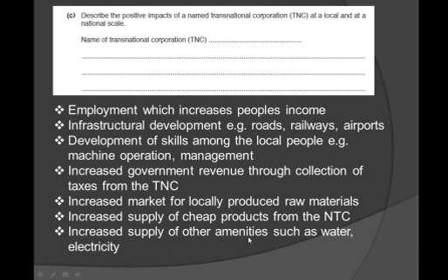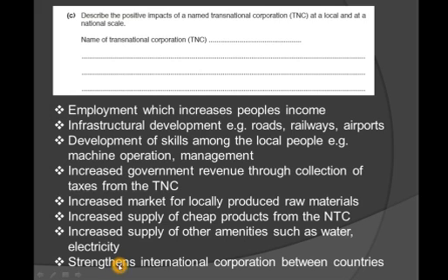Increased supply of other amenities such as water and electricity. Now, because these factories need water, they need electricity, so an area where they are located will have permanent or constant supply of water and electricity, which the local people would automatically benefit. So we have another advantage.